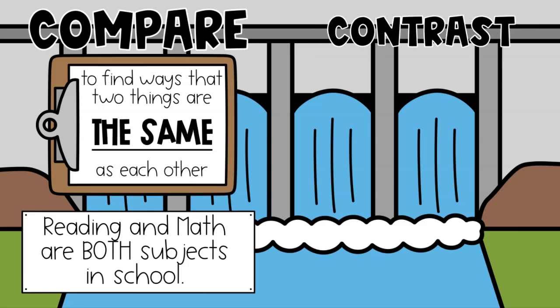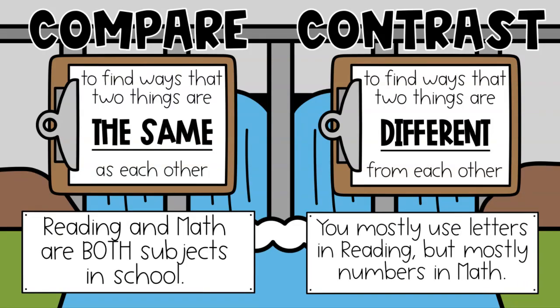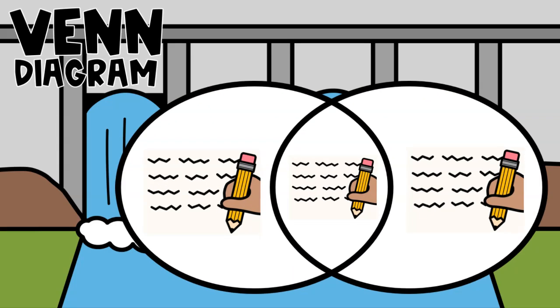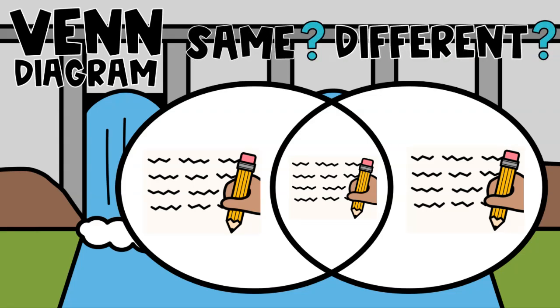The word contrast means to find ways that two things are different from each other, like how you mostly use letters in reading, but mostly numbers in math. A Venn diagram is just a way to organize the pieces of information you gathered that are the same and different about two things. Let's do an example.